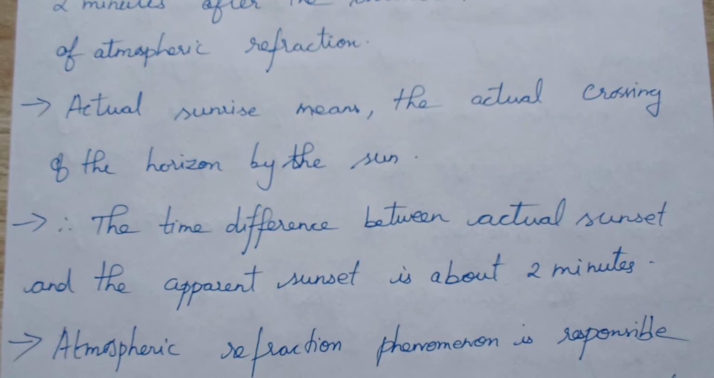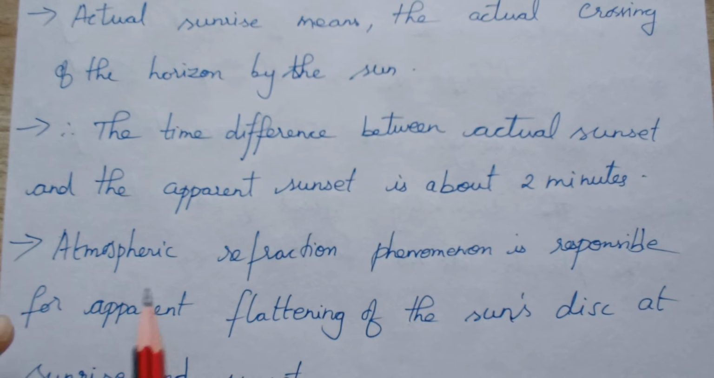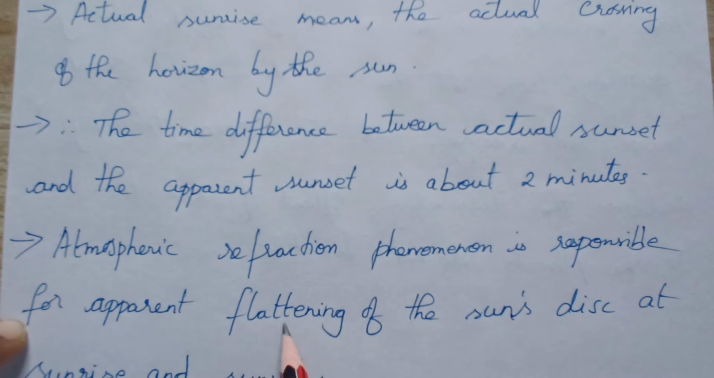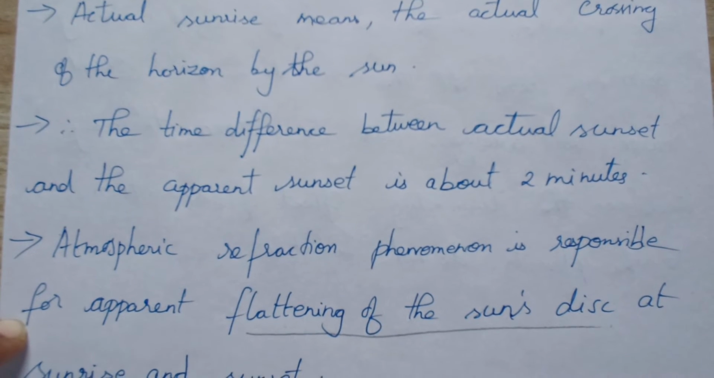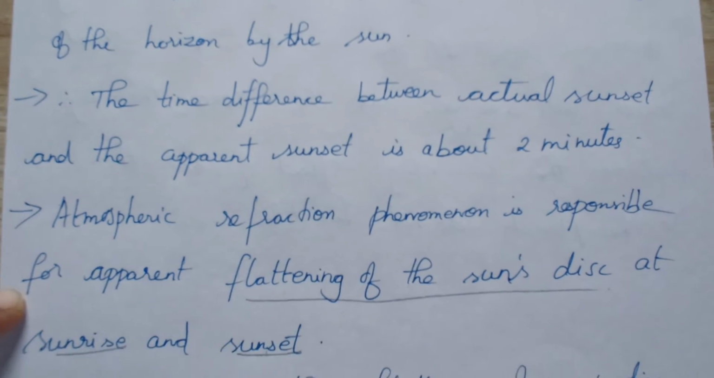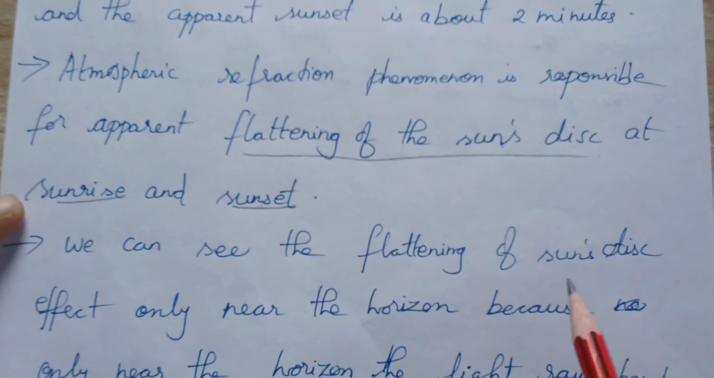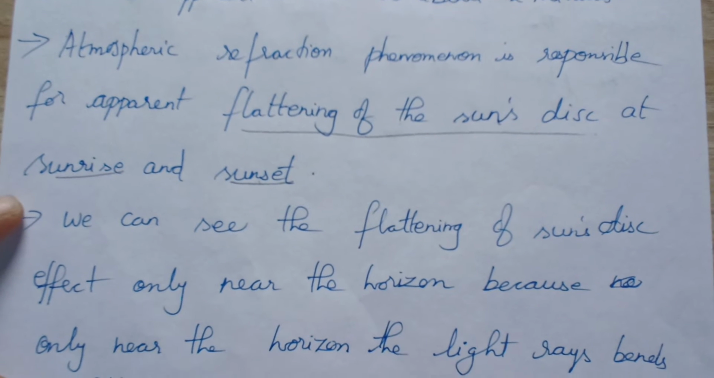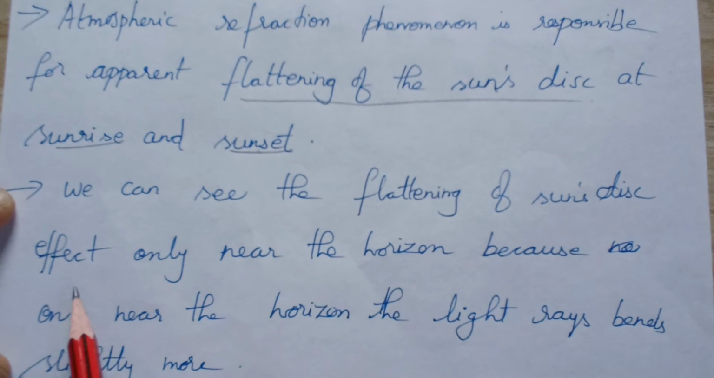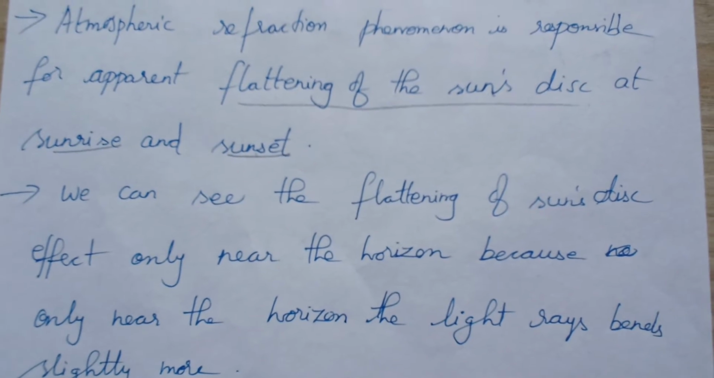It is not exactly 2 minutes, it's about 2 minutes. Okay, and one more thing also happening because of the atmospheric refraction. Atmospheric refraction phenomenon is responsible for apparent flattening of the sun's disk at the sunrise and sunset. Why they mentioned sunrise and sunset is because sunrise and sunset happen when it is crossing the horizon. When it is nearer to the horizon, the light rays bend slightly more. You can see the flattening of the sun disk effect only near the horizon, because only near the horizon the light rays bend slightly more.